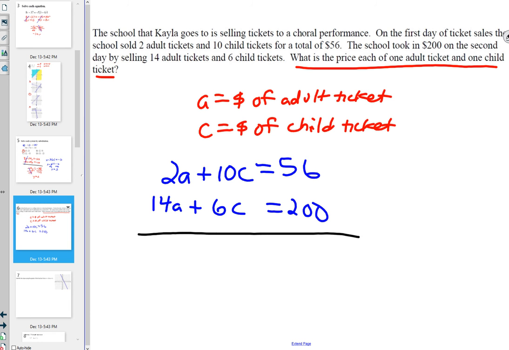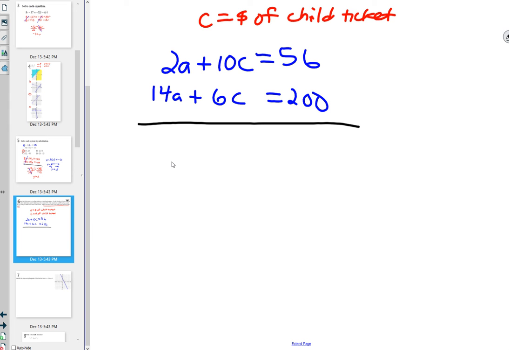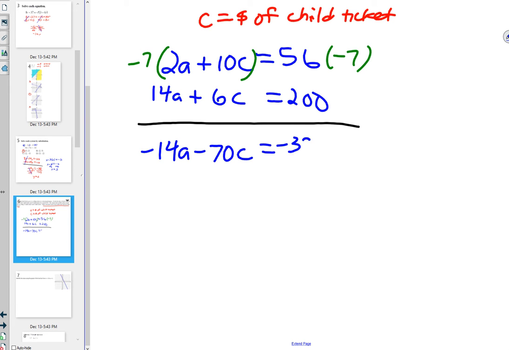What method do you want to use? Yeah, I definitely would use elimination. And I'd probably just get rid of the A's by multiplying the top by -7. So now when I rewrite it, I get -14A minus 70C equals -392. If you have a calculator handy, check my math. Jane, are you still my calculator person?